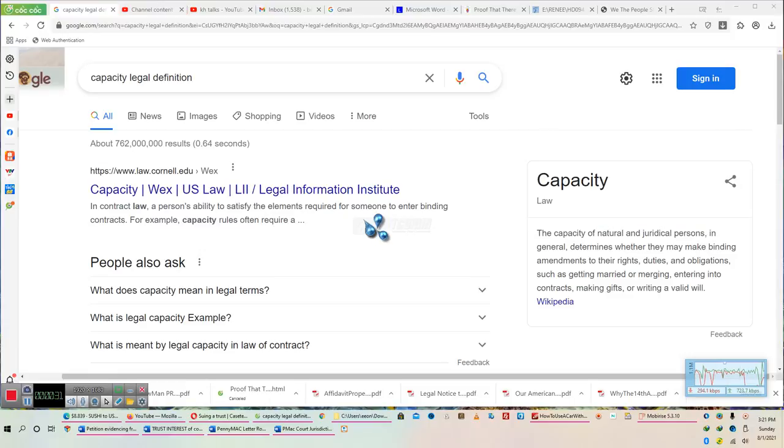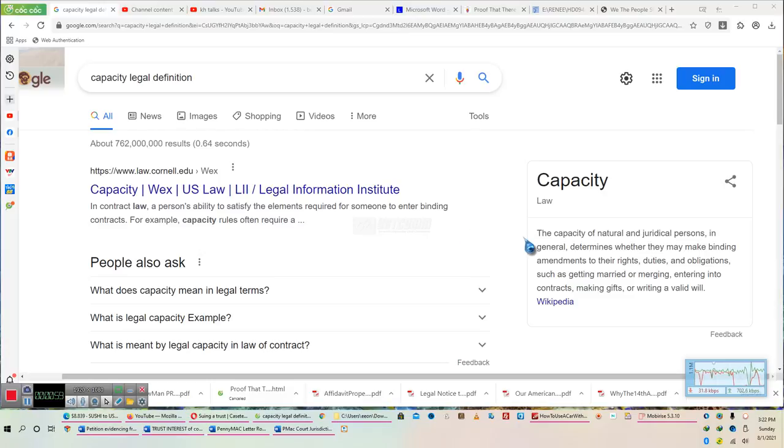Now, I want you to understand the legal definition for capacity. In contract law, a person's ability to satisfy the elements required for someone to enter into binding contracts, i.e. capacity. For example, capacity rules often require certain aspects, such as a person being of legal age, and so on and so forth.